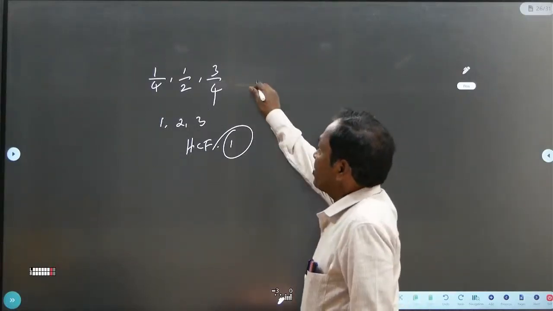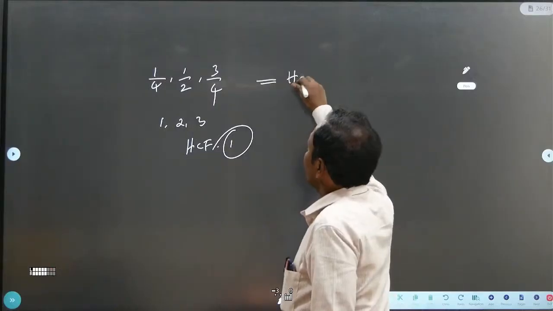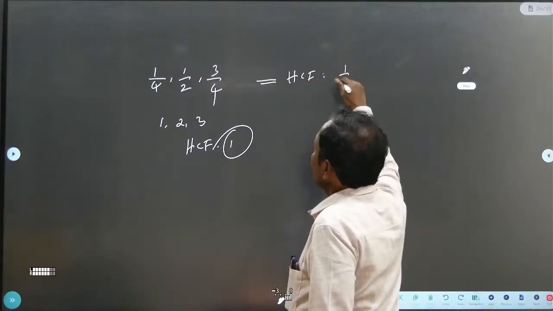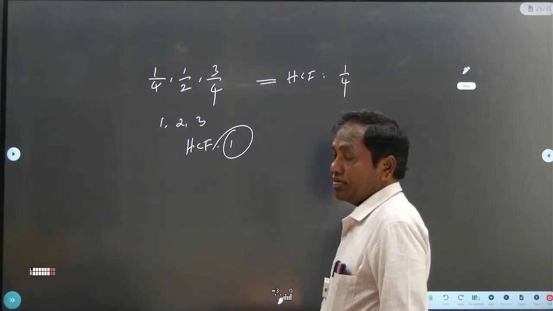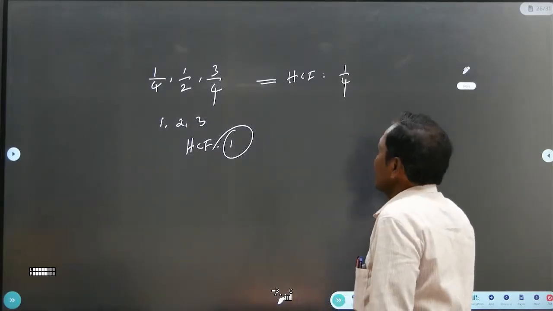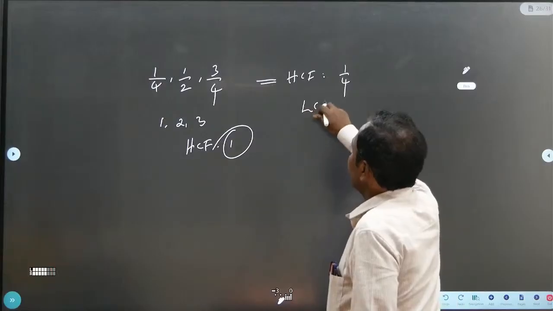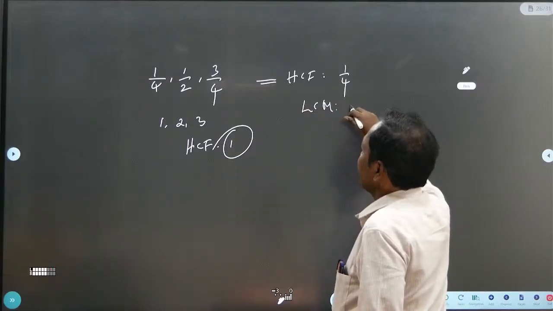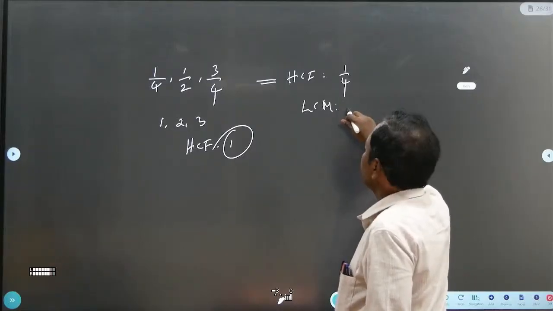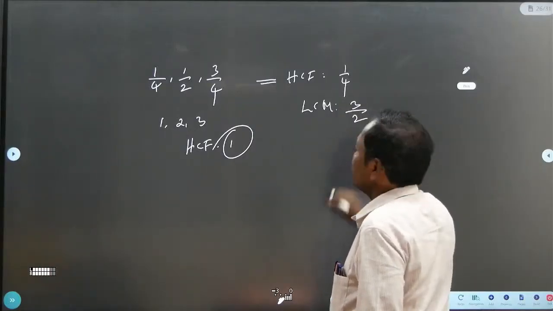If you see the HCF of these fractions, we get 1 by 4. For conversion, we multiplied by the LCM, that is 4, to get natural numbers. Now, for other numbers like 1 by 4, 3 by 4, what is the LCM? No sir, it's like 1 and a half, which means 3 by 2. The LCM is 3 by 2.